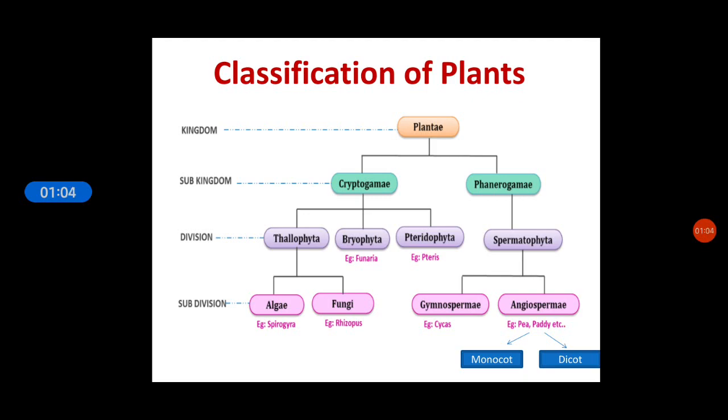Angiosperms are further divided into two types, monocot and dicot, depending on the number of cotyledons present in the seed. Example of monocot: wheat or maize, and example of dicot: tamarind or groundnut.